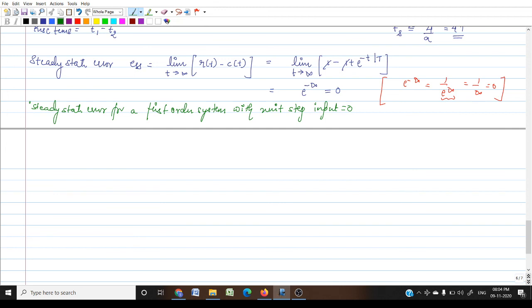Now, this is dependent on the input. Okay, so the input plays a very important role. If you go for some other input like a ramp function or impulse function, this value may not be the same. The steady state error, the settling time, as well as the rise time may not be the same, and the steady state error will differ actually. So we will see how it changes in the next video.